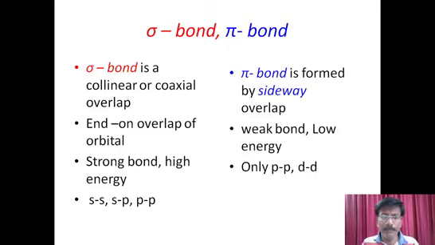Sigma bond is nothing but a collinear or coaxial overlapping, head-on overlapping. That is what we call a sigma bond. It is a very strong bond when compared to a pi bond, because it overlaps in depth. It undergoes a deep overlapping, deep overlapping.